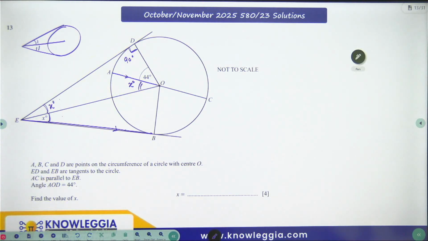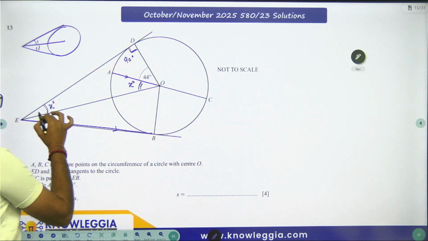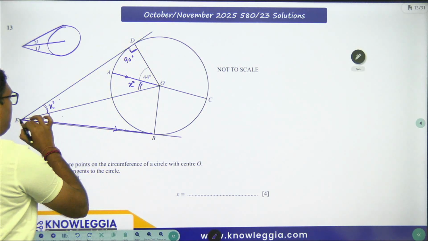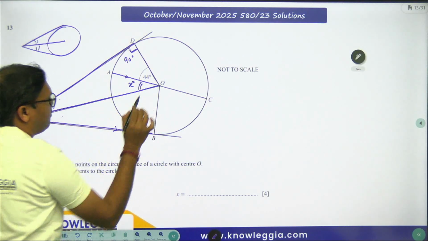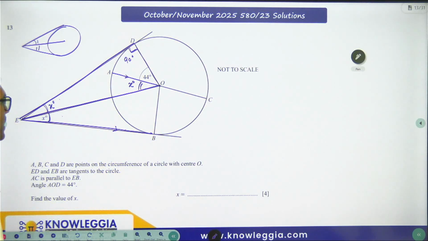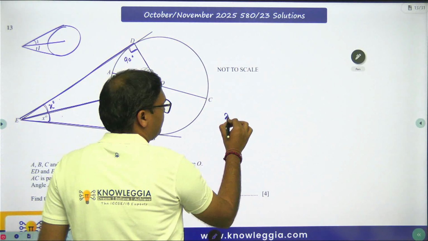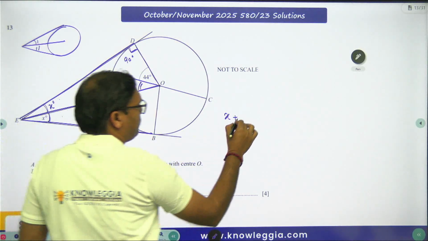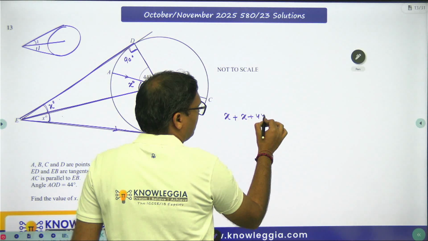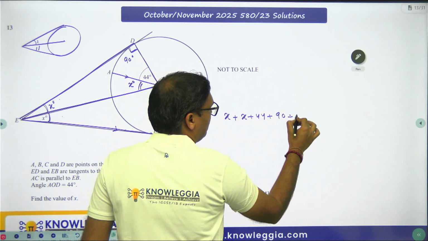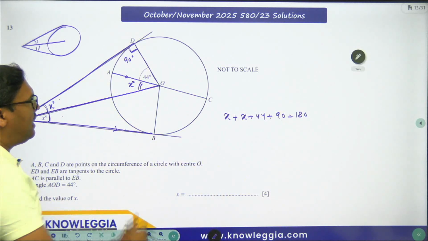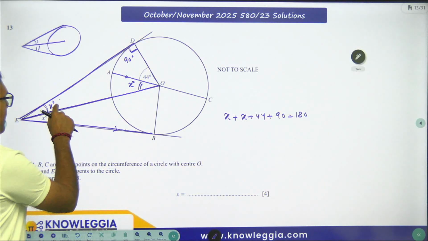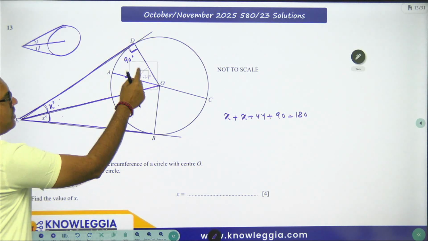So you can see in this triangle EBO, we know all the angles, and the sum of all the angles is 180 degrees. So I can say X plus 44 plus 90 is equal to 180 degrees. I have removed the degrees, you can see I have taken the values. This is now X plus 44, and this is 90.